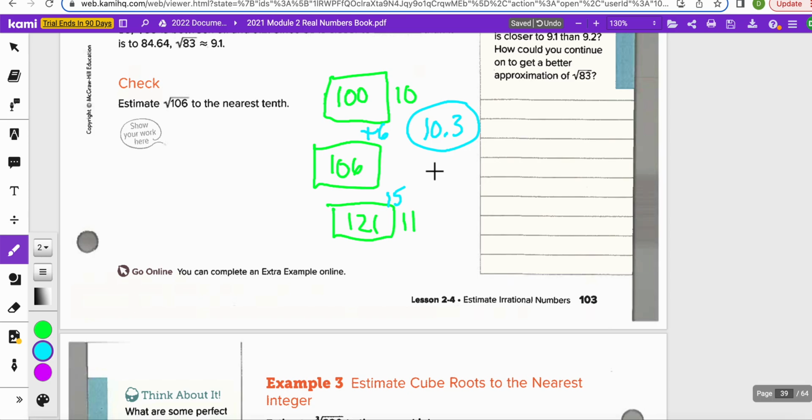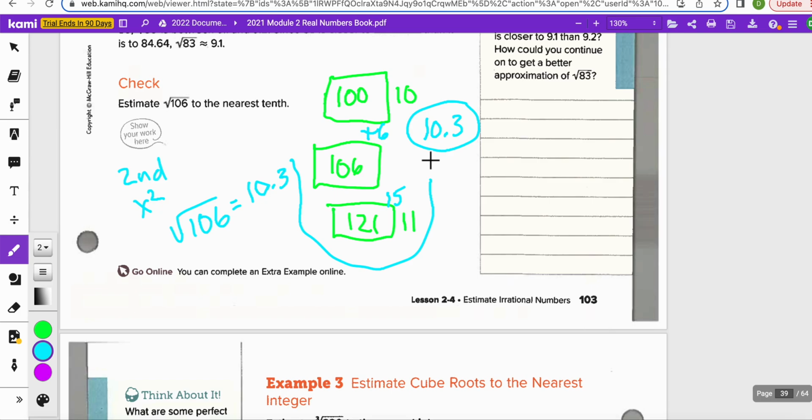So here's what I'd like you to do. Take your calculator, enter the square root of 106. Now again, we're not talking about cube roots, we're talking about square roots. So you're going to hit clear on your calculator. You're going to hit the second button, then hit the x squared button. So you should get something like this. When you enter 106, if you don't get a decimal value, hit the conversion button, and you end up with 10.3. So that's actually not a bad estimation there. Pretty good estimation.